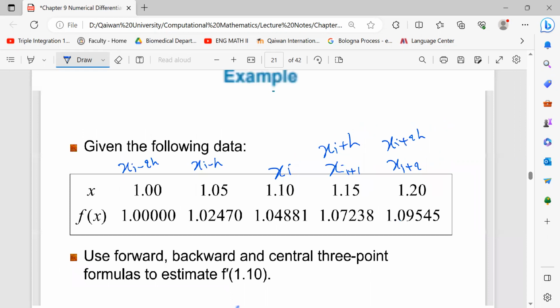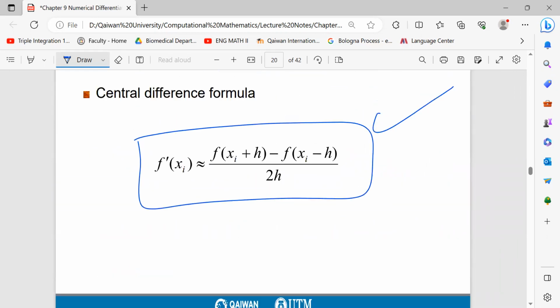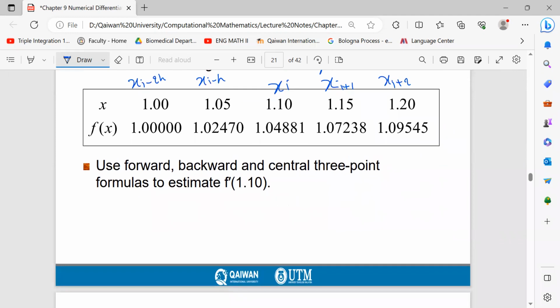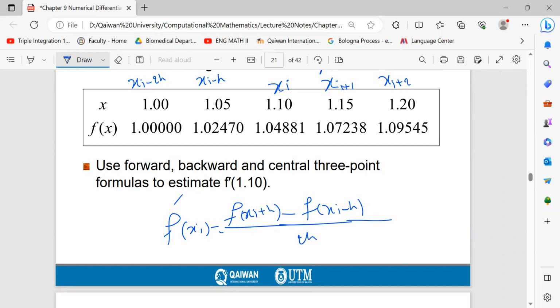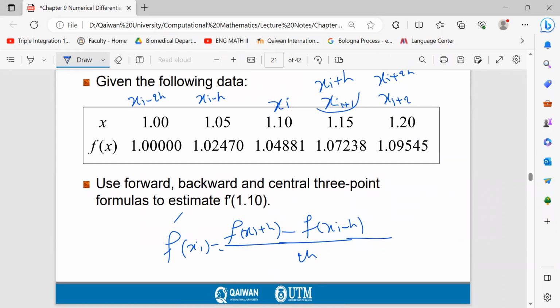Now, we need to use the rules. Look, this is for central. For central, we have F prime of XI is F of XI plus H minus F of XI minus H, all dividing by 2H. Okay? What's F of XI plus H? This is XI plus H. I mean, this value is XI plus H. What's F of that value? It's the corresponding Y value. That's 1.07238.